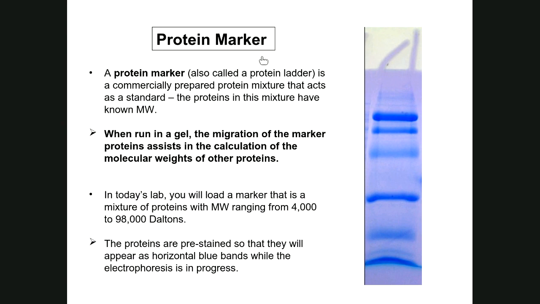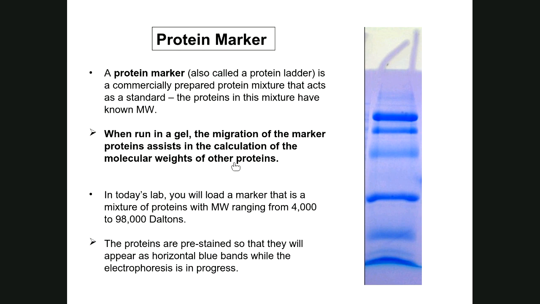curve. Now, a protein marker is also called a protein ladder because it consists of a mixture of proteins with different molecular weights, but the molecular weights are known. So when you order this protein marker commercially from a company, they give you the information on the mixture of proteins, and they give you their molecular weights in Daltons so you know what mix they contain. When you run it in a gel, the migration of the marker proteins assists in the calculation of the molecular weight of other proteins.